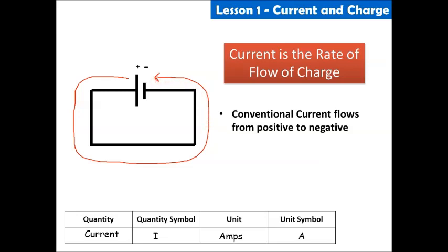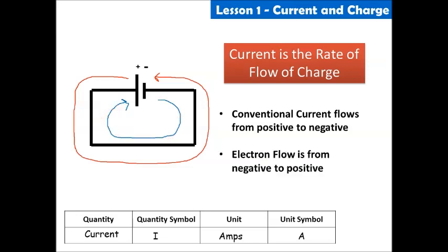Okay. However, with the discovery of the electron, we realized that current is actually the flow of negative charge out of the negative terminal and into the positive terminal. And this is what current actually is: electron flow from the negative to the positive terminal.